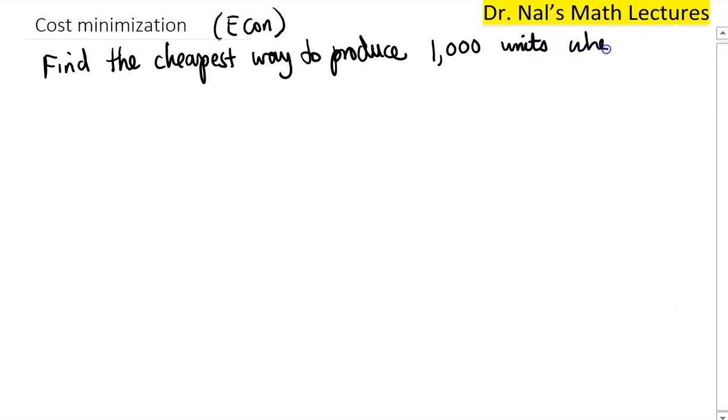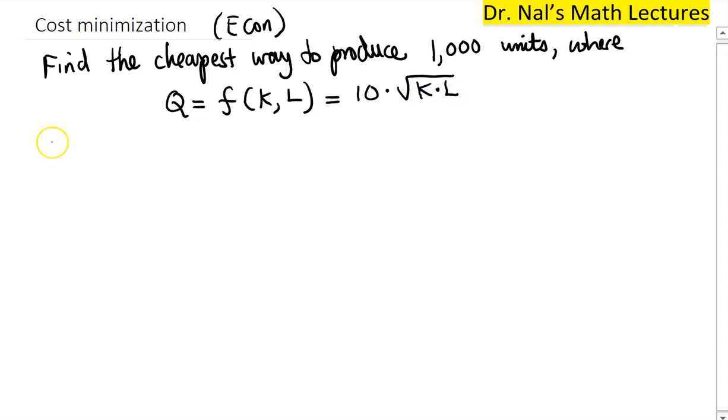where we are given the following technology. Q, the output, equals f of k comma L. So our production function uses as inputs capital and labor, where the technology is given by 10 times the square root of k times L. So we are given this example, and we are also told that the wage rate, the rental rate of labor is $16, and the rental rate of capital is $9.